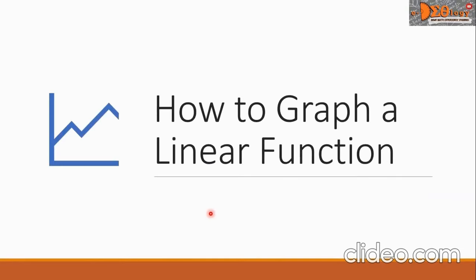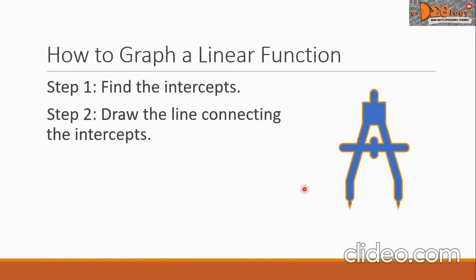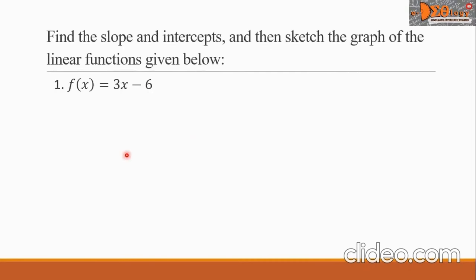How to graph a linear function? We are going to follow two steps. Step 1, find the intercepts. Step 2, draw the line connecting the intercepts. Let's have examples. Find the slope and intercepts, and then sketch the graph of the linear functions given below.